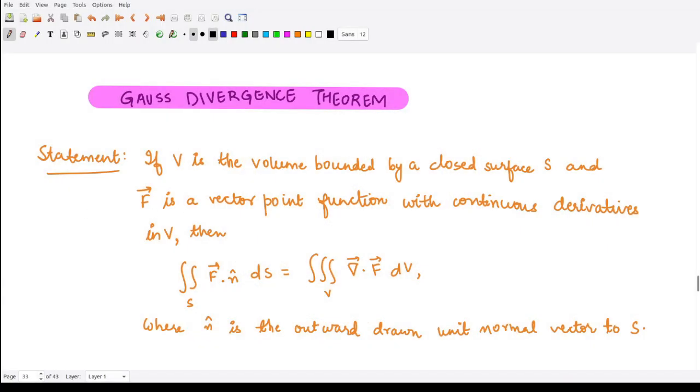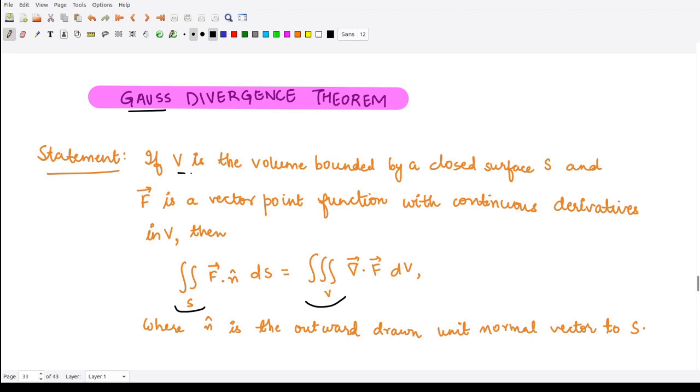So today we'll be studying the Gauss Divergence Theorem. Now we already studied Green's theorem, right? That theorem converts the line integral into the corresponding surface integral. This theorem, the Gauss Divergence Theorem, converts the surface integral to the corresponding volume integral. So let's see how it does that.